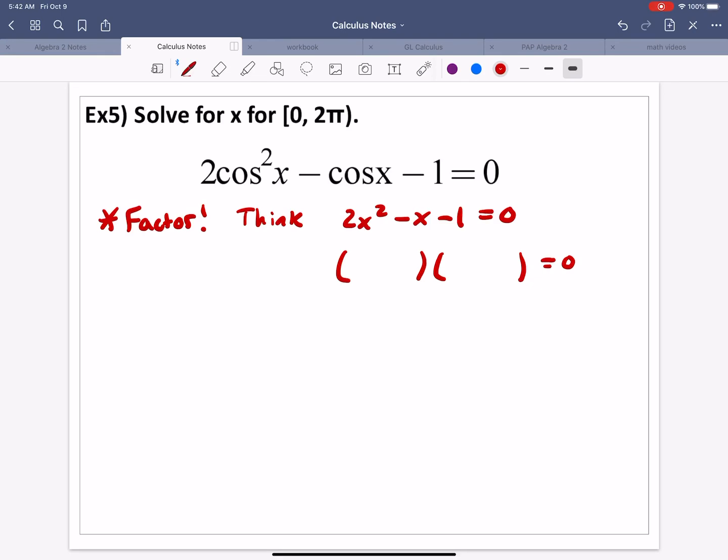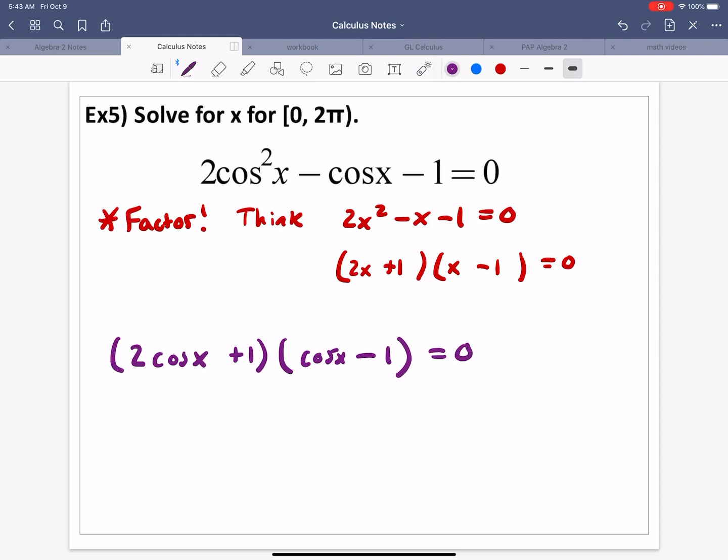You would factor that to 2x and x as my first 2 terms, and then my last 2 terms would be minus 1 plus 1. I'm just double checking that. Yeah, that would be correct. So if you can factor 2x squared minus x minus 1, you can also factor this trig trinomial. The only thing that's going to change with my factors is instead of using x, you're going to use cosine x. So that would be 2 cosine x plus 1 times cosine x minus 1 still equals 0.